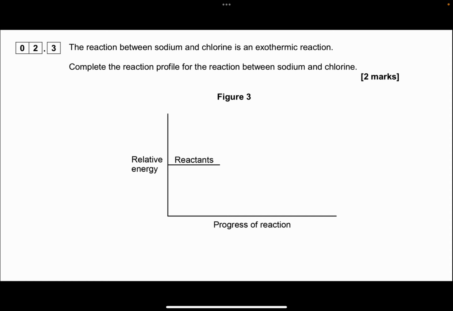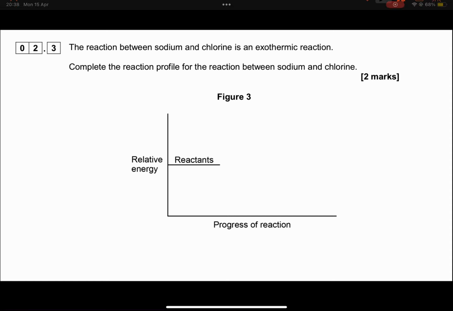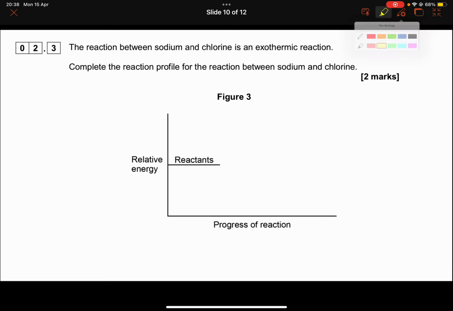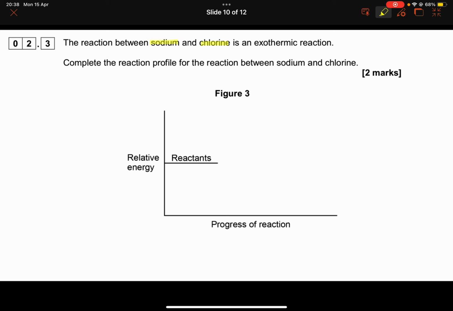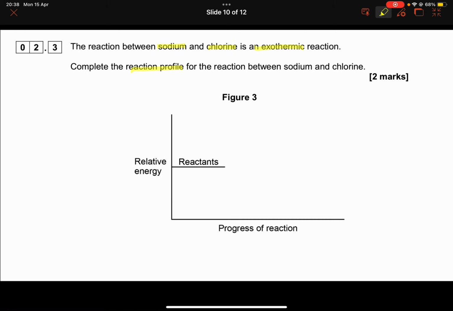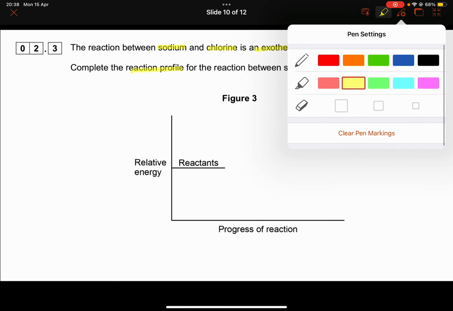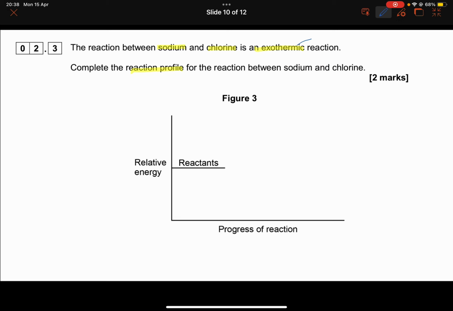Brilliant. Let's look at our next question. The reaction between sodium and chlorine is exothermic. Complete the reaction profile for the reaction between sodium and chlorine. Right, okay. Well, let's find out a little bit about exothermic.